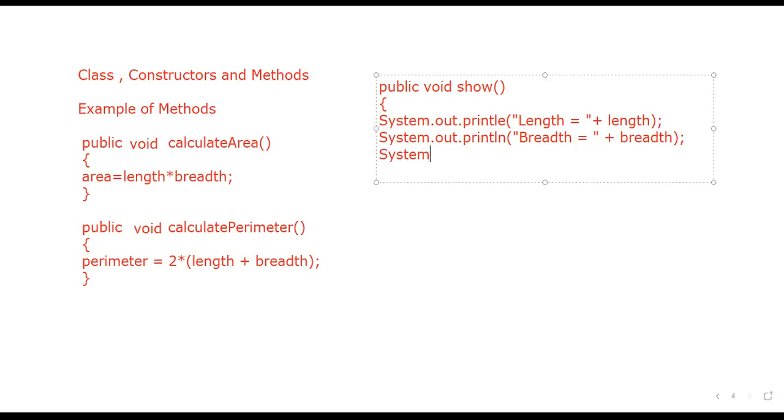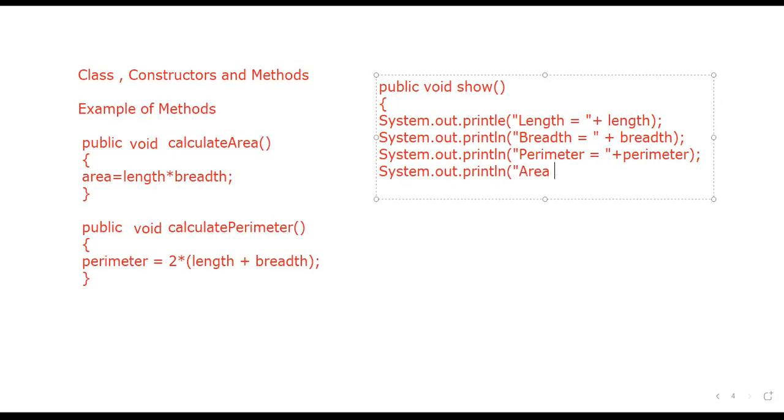System.out.println. I'll show the perimeter first. Perimeter is equals to plus perimeter, and System.out.println area is equals to plus area. Now this is my third function.